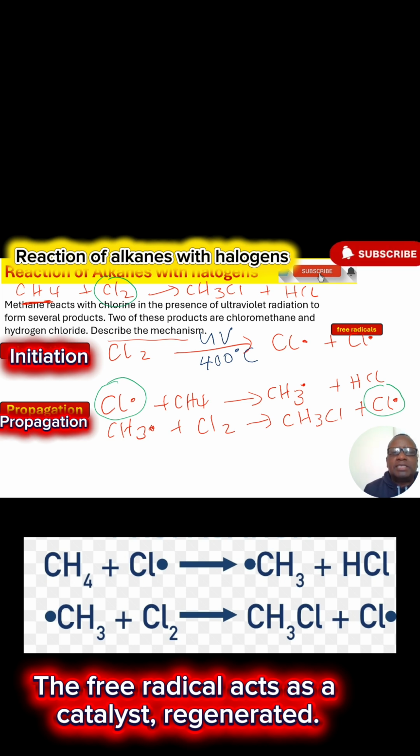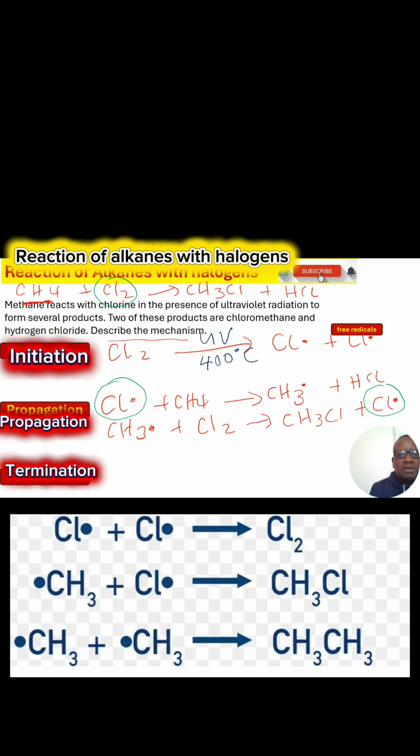Now the final stage is called termination. During termination, every radical will clash with another radical. Cl will clash with another Cl and form Cl2, and the reaction stops. A CH3 radical will react with another CH3 radical and form C2H6. So in this reaction you can form the chloromethane that we want, but you can also form a bit of ethane when those two radicals clash.